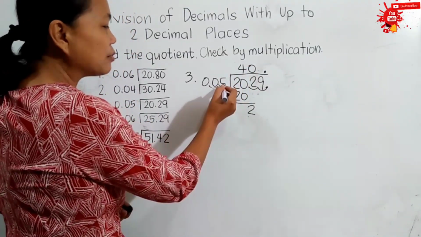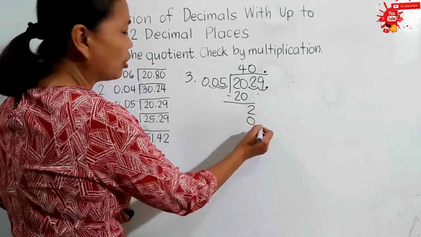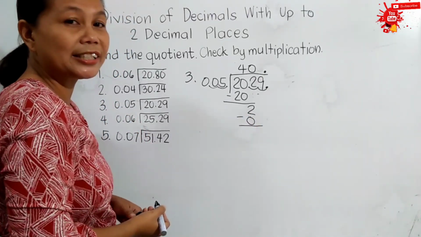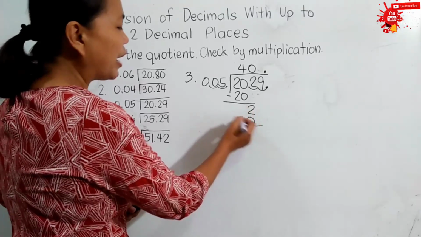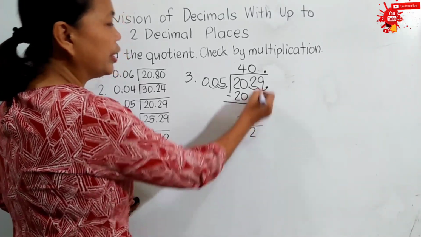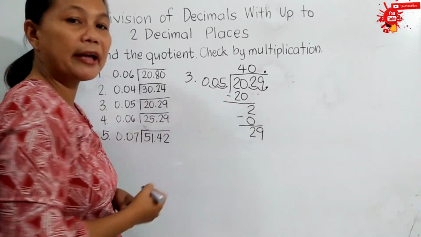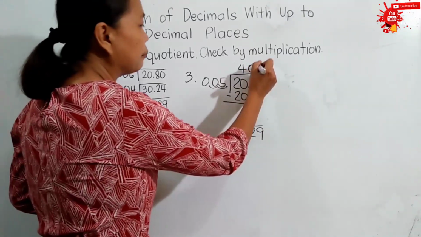And then, 0 times 5 is 0. So, tandaan, any number multiplied by 0 is 0. So, 2 minus 0 is 2. Then, bring down natin si 9. So, 29 divided by 5 is 5.